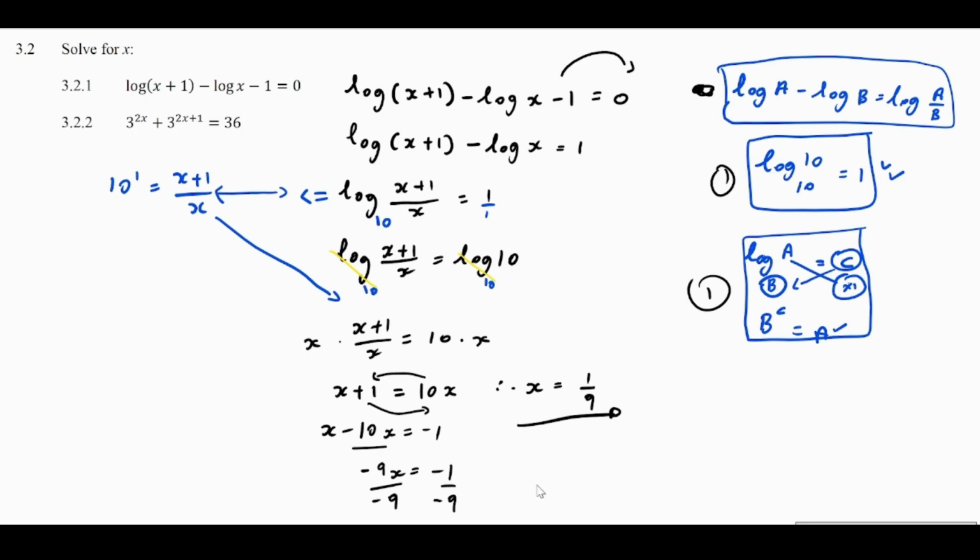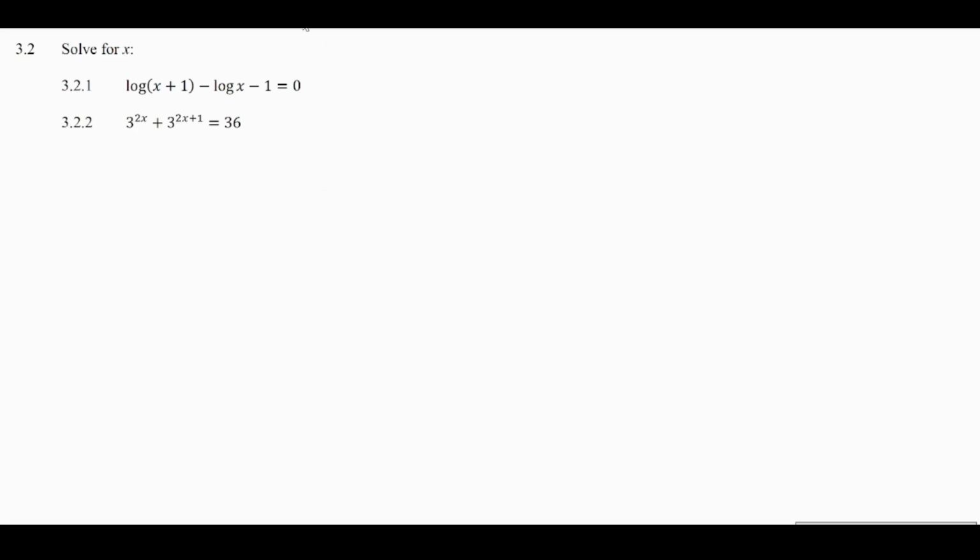Okay, let's look at 3.2.2. I'm going to erase everything here so that I can get some space. 3.2.2 is an exponential equation: 3 to the exponent of 2x plus 3 to the exponent of 2x plus 1 is equal to 36. What are we expected to do here? We're expected to find the value of x.